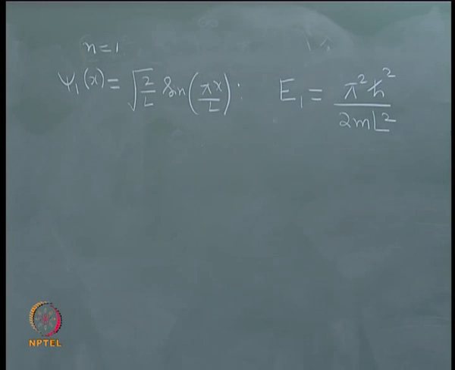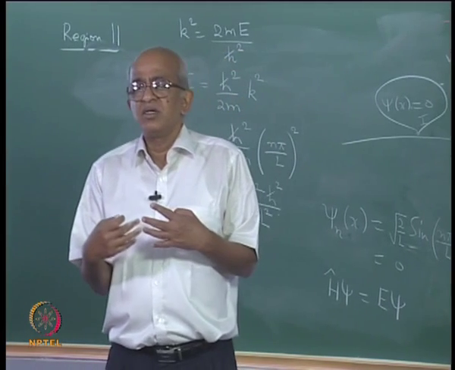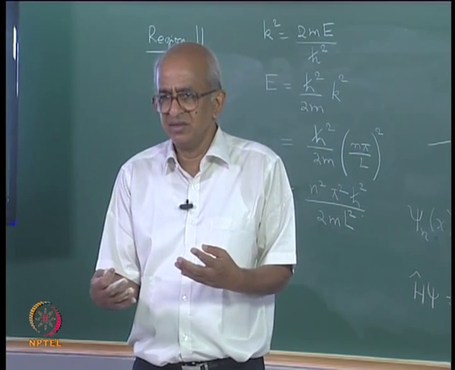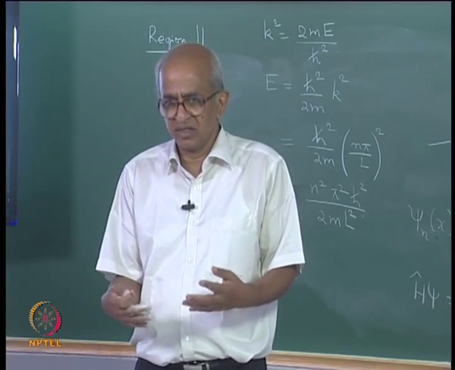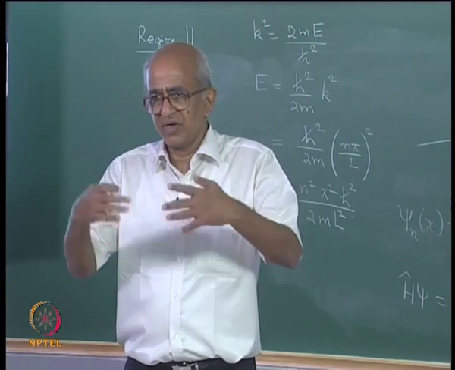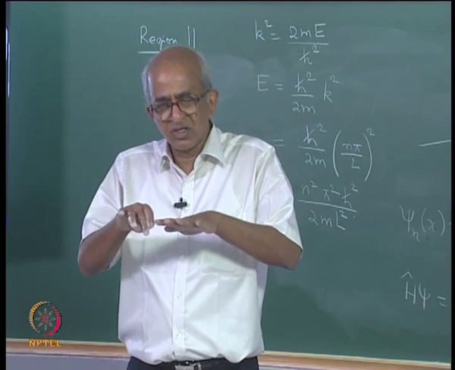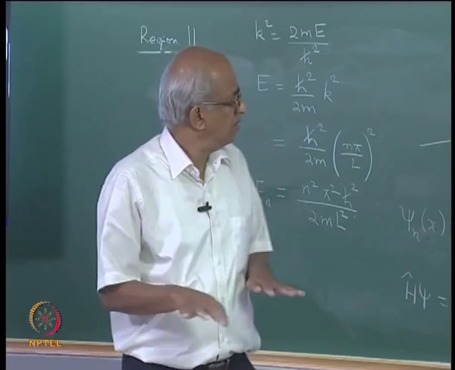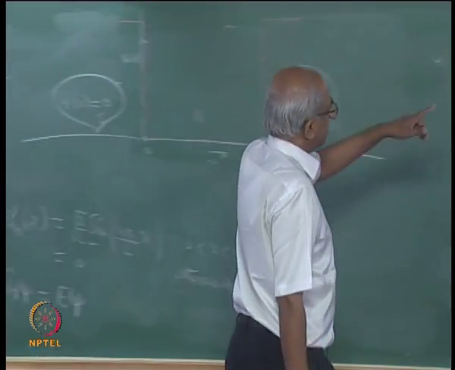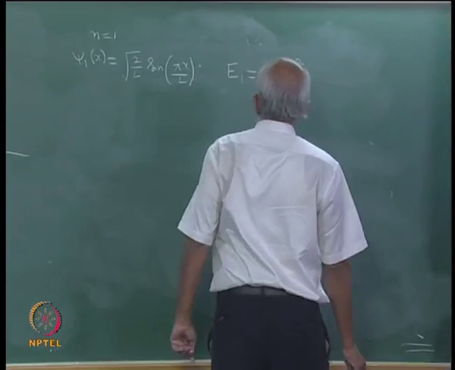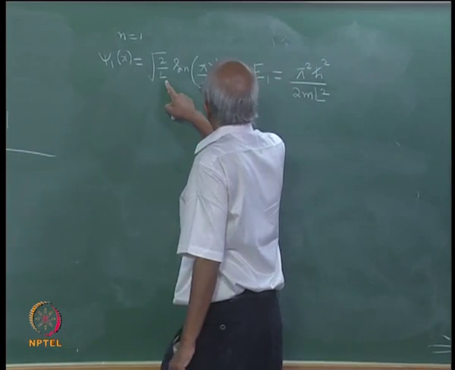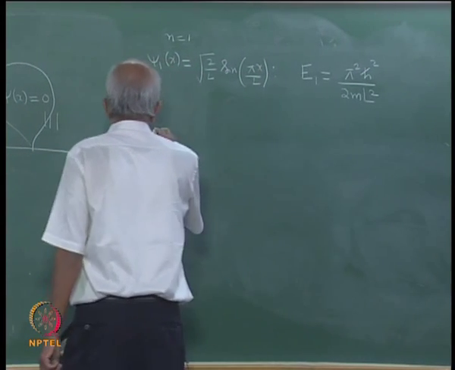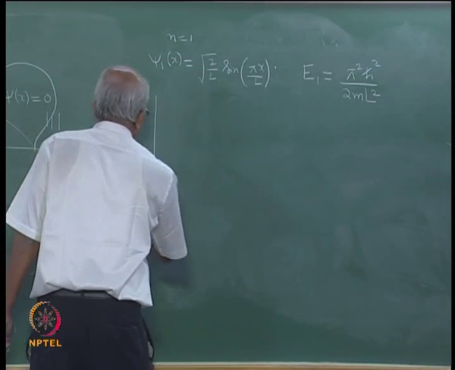If you think about it, you will realize that this is the stationary state that has the lowest value for E, right, because n is equal to 1. Any other solution will have a larger value of E, and therefore, this is the lowest possible stationary state of the system, and its energy is equal to pi square h cross square by 2 m L square, and the wave function actually is square root of 2 by L sin pi x by L. And if I were to make a plot of this function, how would it look like?